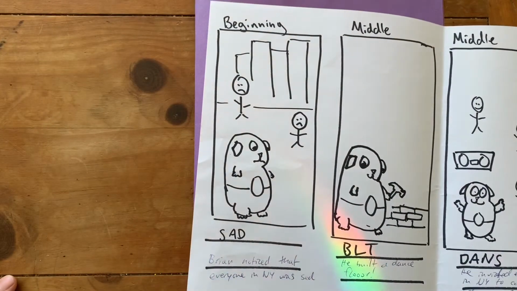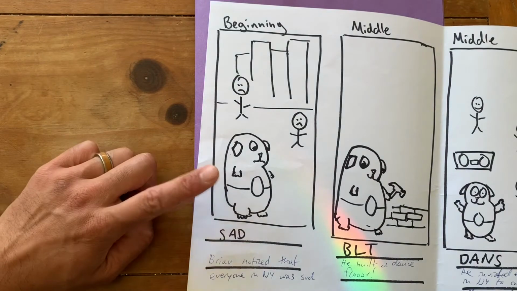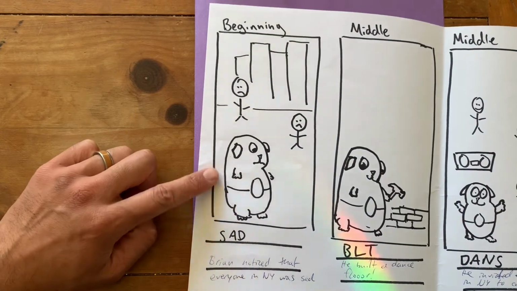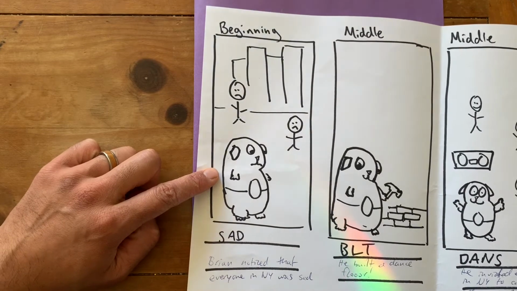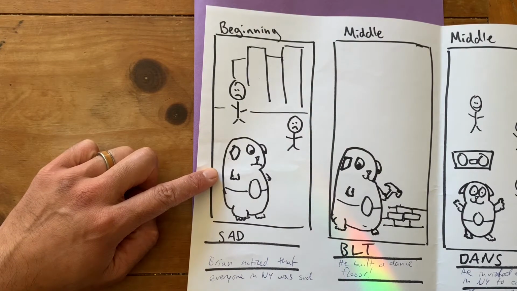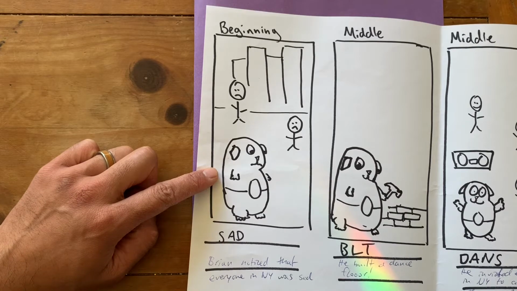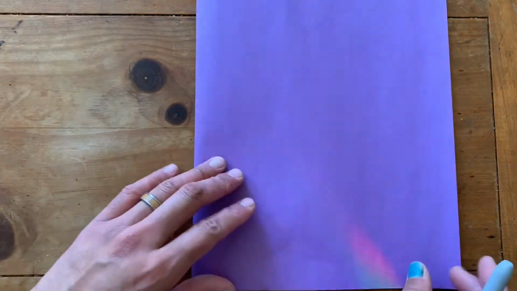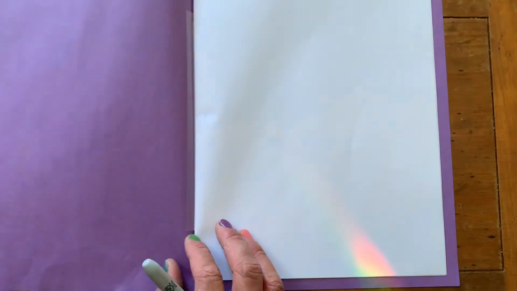So I'll go ahead and just start in the beginning. So in the beginning, Brian noticed that everyone in New York was sad. And like I mentioned before, this was just a really rough drawing just to get my ideas out. But I'm going to add a lot more details to this drawing. So let's turn to the first page of my book and I'll get started doing that drawing.